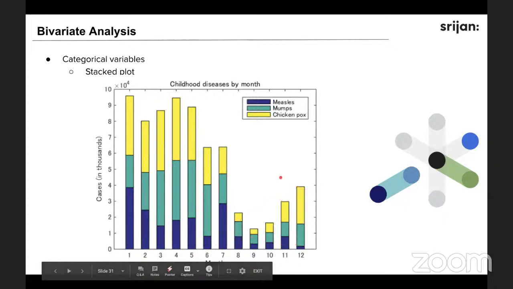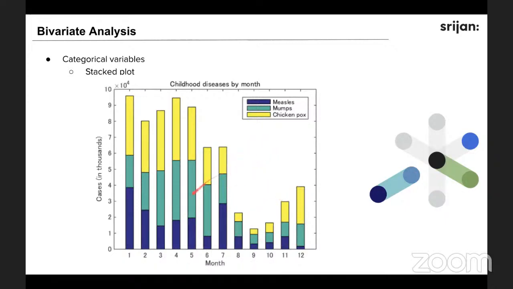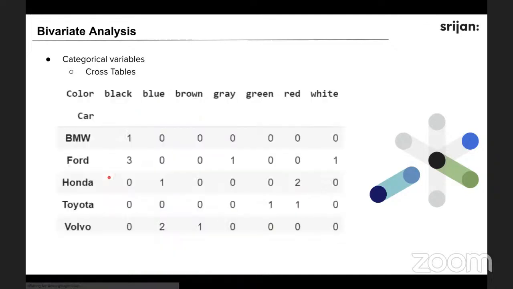So basically, in a single plot, you can visualize these categories, like for each month, what the distribution is for each of these categories in terms of number of cases. Similarly, we have cross tables we can use for bivariate analysis as well.